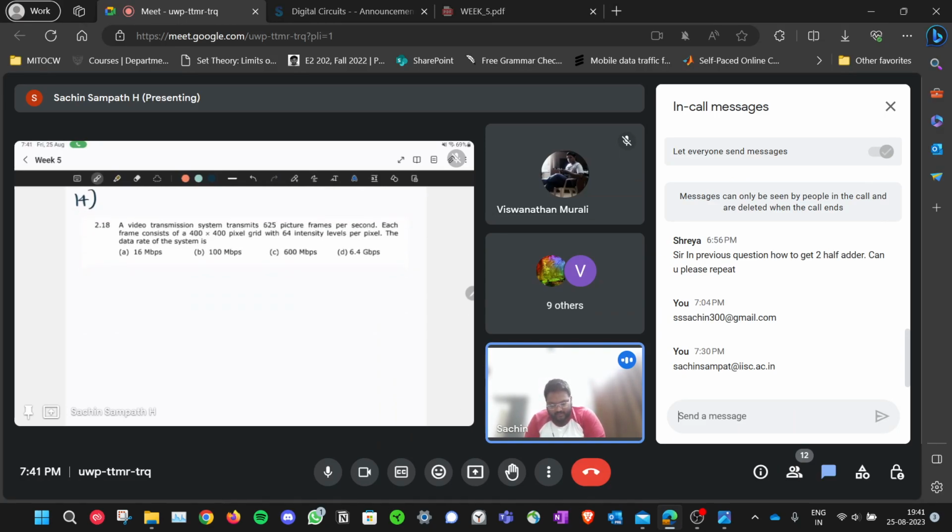Okay. A video transmission system transmits 625 picture frames per second, 625 FPS. Each frame consists of a 400 by 400 pixel grid, 400 into 400 pixels per frame, with 64 intensity levels per pixel. The data rate of the system is in bits.